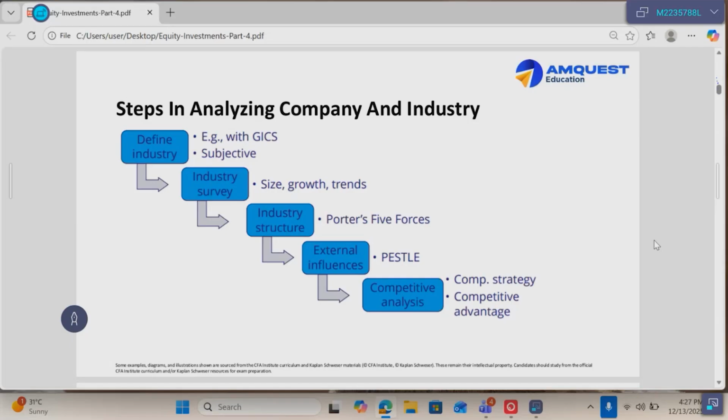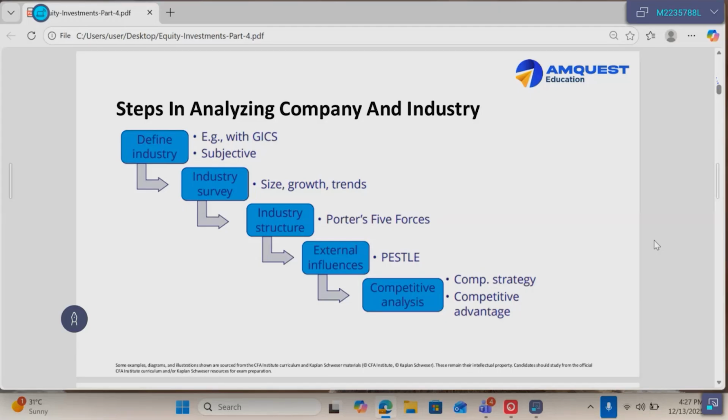So these are some of the steps when we are analyzing a company. First, we have to define the industry. Now, all these definitions have already been given. So we have GICS, which is the Global Industry Classification Standard. And they have done all the research and they have come up with 11 major sectors under which all the companies and industries fall. Now, it is very subjective because there are many institutions doing this research.